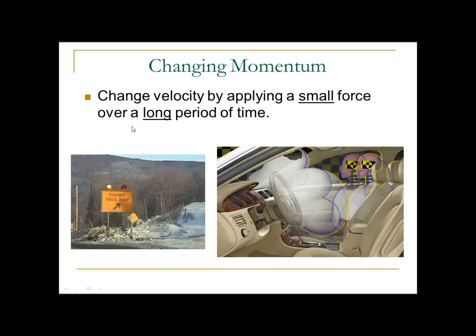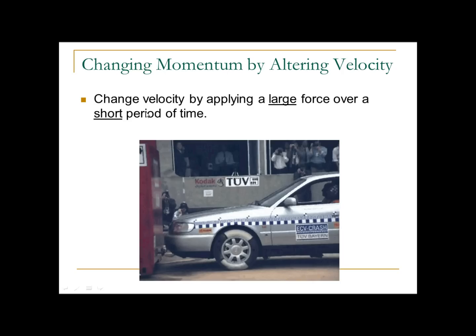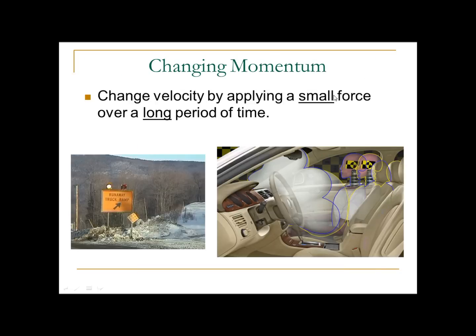The other way you can do it is by changing the velocity by applying a small force over a long period of time. So here is a large force over a short period of time, and now we can apply a small force over a long period of time. One example is a runaway truck ramp. I have a video of this that I'm going to click over to in just a second, where it actually shows how the runaway truck ramp stops a truck. Over here we have airbags. Airbags were designed and created to help apply a smaller force whenever a person gets into a car crash. And we'll see how those work as well.